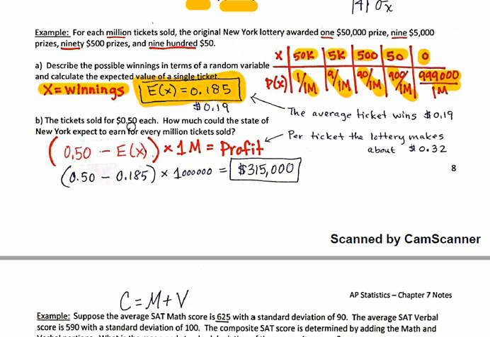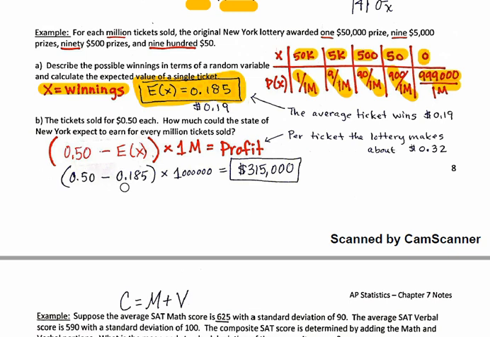So it says if the tickets are sold for 50 cents each, how much could the state of New York expect to earn for every million tickets sold? Okay, so people pay 50 cents to buy a ticket. On average, they win 19 cents. So if we were to take those values and subtract them, basically that's talking about the New York Lottery's profit on the value. So the difference between these two per ticket is about 32 cents. Okay, so if you take 50 cents and subtract that value out, this is what we're going to get left over. Now, I'm going to take and subtract my two values.